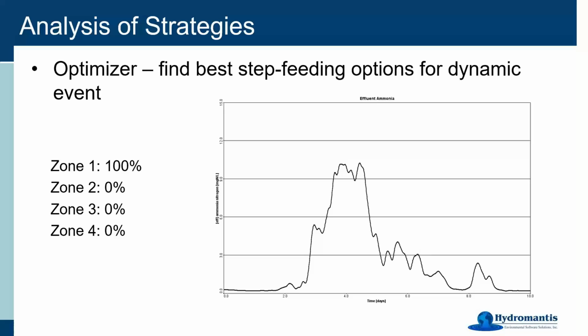Now I want to talk about the optimizer. So the optimizer is, for those who might not know, a search routine. You give control of some parameters over to GPSX. It runs a simulation, it makes changes to those parameters, and it runs the next simulation, and so on and so on. And it does that while trying to achieve a specific objective. In this case, what I wanted to do was to minimize the amount of ammonia in the effluent. So again, we're going back to that mass calculation, and we're going to put the optimizer on that, minimize that number as much as possible. And we're going to give it control of these step feeding fractions like we were talking about earlier.